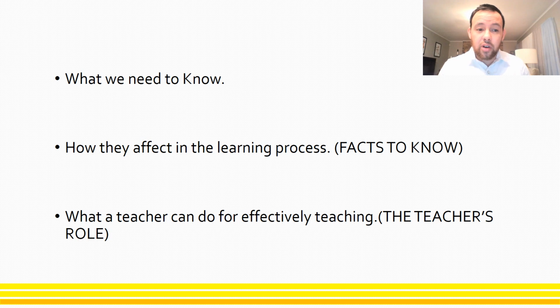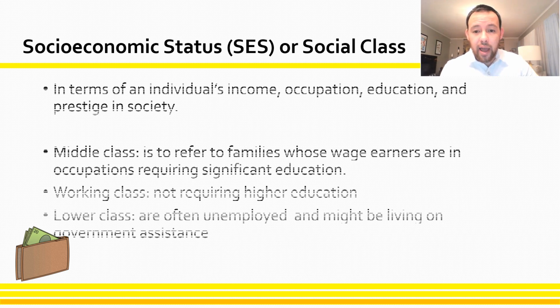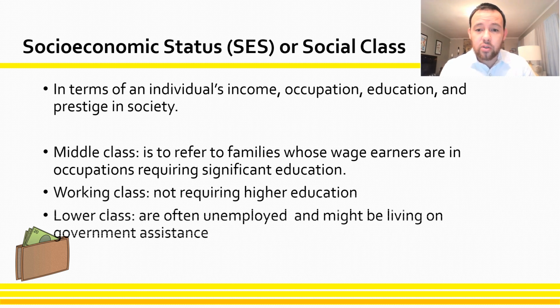To summarize the chapter, I divide the information on every factor into three parts: what we need to know, how it affects the learning process, and what teachers can do to teach effectively. Let's start with socioeconomic status, or social class, and how it affects student achievement.